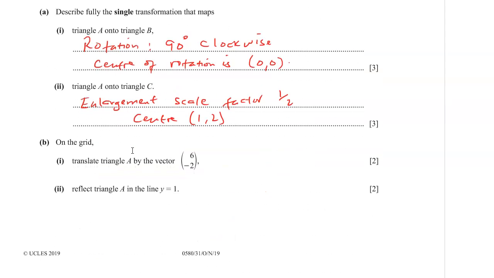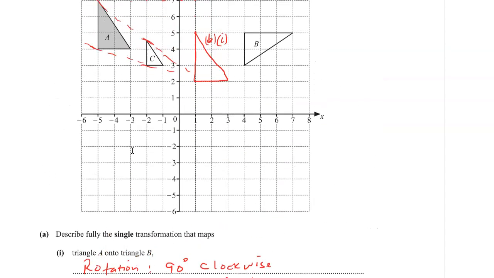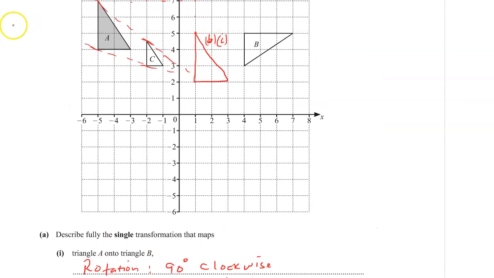Reflect triangle A in the line y equals 1. The line y equals 1 is this here. So you reflect. This is 1, 2, 1, 2, 3, 1, 2, 3, to be right here. So this is B, part 2.